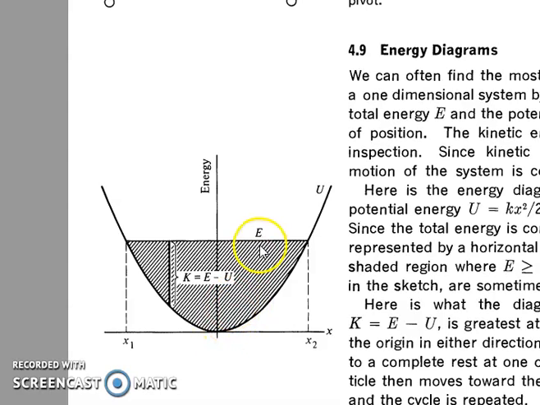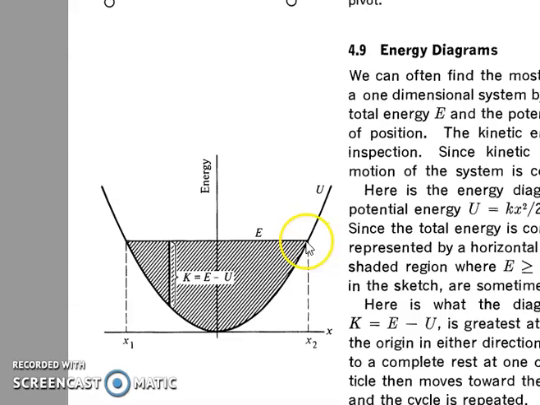And if you look, we can see the potential, kinetic and total energy values, and we will be using this shaded area. The shaded area is the only region in which the motion is possible. Beyond this region, here you can see the potential energy value is greater than E. Here also the potential energy value is greater than E. In this situation, the motion is not possible.